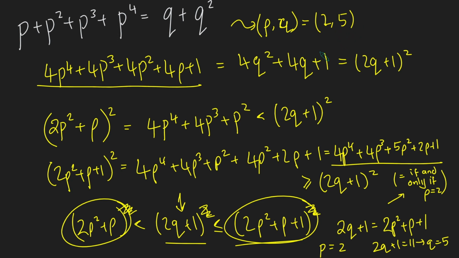A pretty neat idea for solving this problem, where you basically bound a square number between two consecutive square numbers, and that really restricts your search here. I hope this solution has made sense, and I hope you have enjoyed this problem.